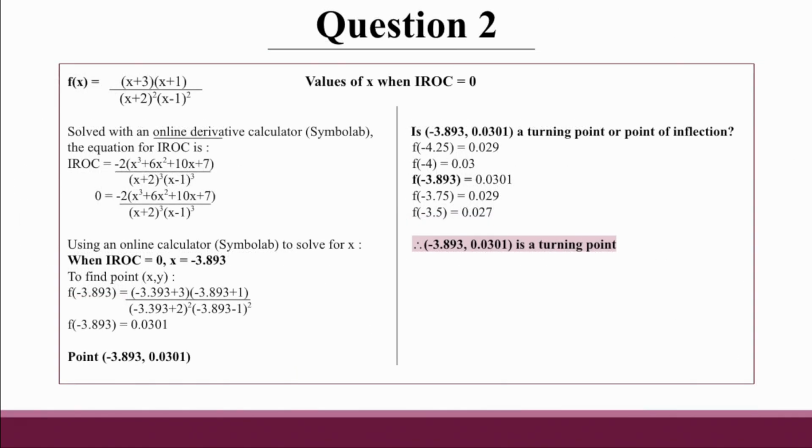Finally, using an online derivative calculator for the IROC equation, then an online calculator to find the value of x when IROC is 0, then plugging x into the equation and solving for f of x, we have determined one point where the IROC is 0. You can see that for this point, moving left to right, as x moves towards the point, the y value increases, and then it reaches the point and begins to decrease. Because of this, we know that negative 3.893, 0.0301 is in fact a turning point.